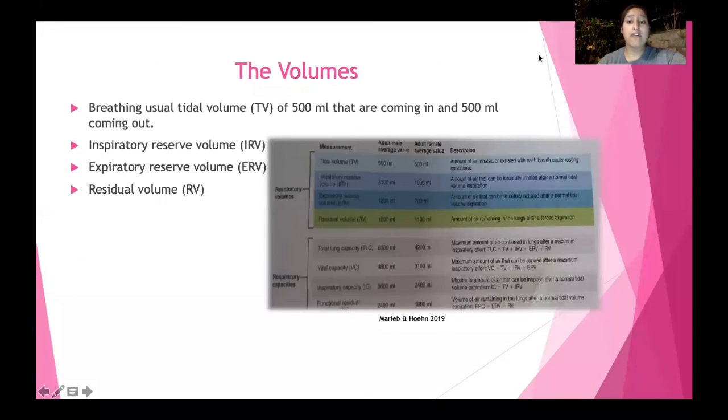So let's talk about volumes. Ventilation or breathing has a tidal volume, or TV, of 500 mLs as you're breathing in, and 500 mLs as you're breathing out. Remember that this is the amount of air inhaled and exhaled with each breath under resting conditions. This is what's called your tidal volume.